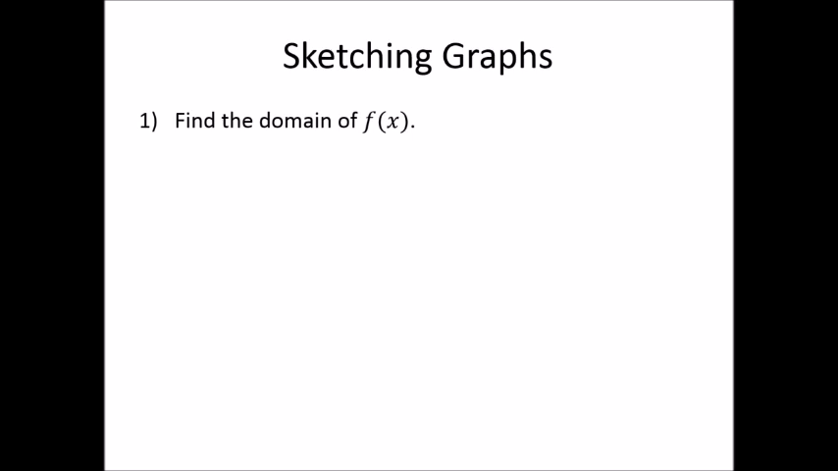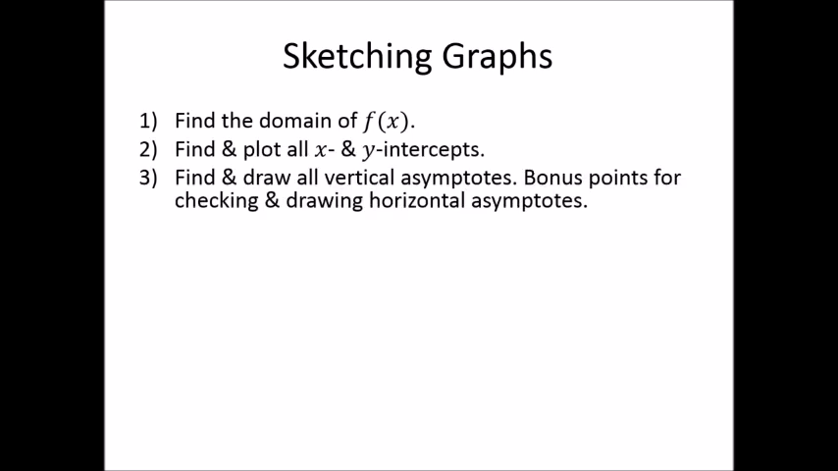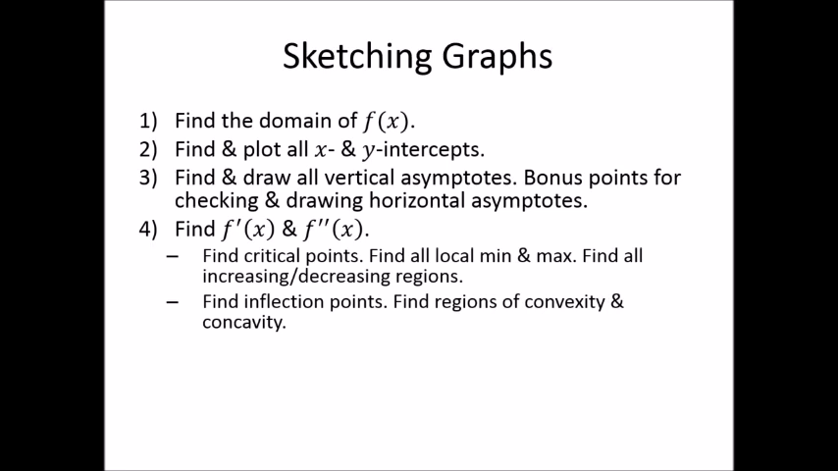You always need to find the domain of the function, check for the x and the y intercepts, and check and draw any vertical asymptotes if you have a rational or logarithmic function. Bonus points for checking and drawing horizontal asymptotes if you have a rational function. You're going to find the first and the second derivative, and off of those, find critical values, find critical points, find the local minimum and maximum, and find all of the increasing and decreasing regions. So that's basically everything from last week.